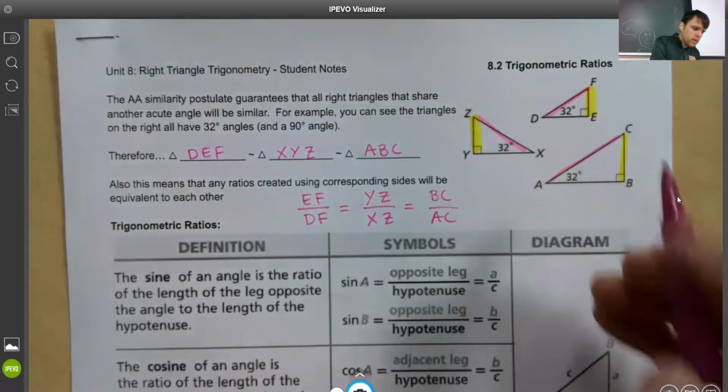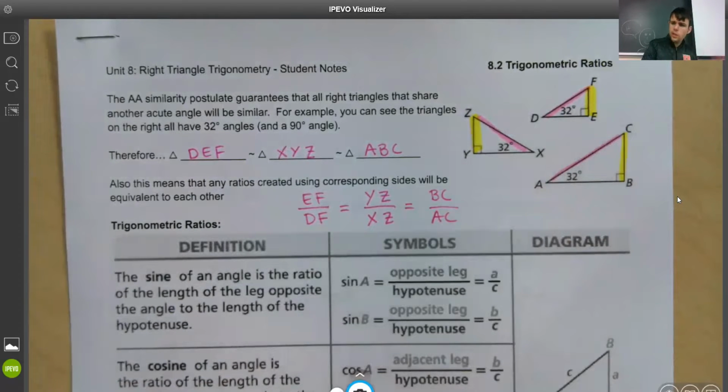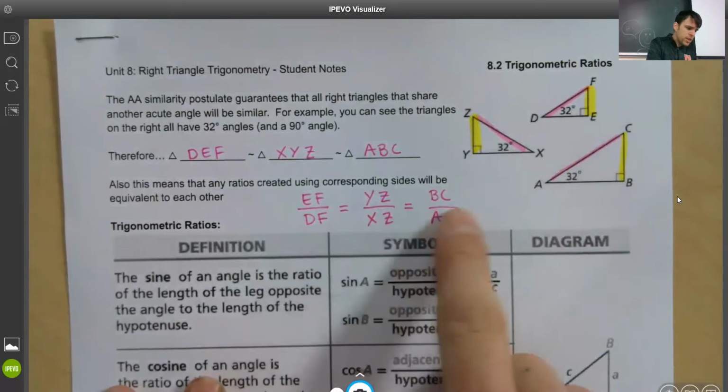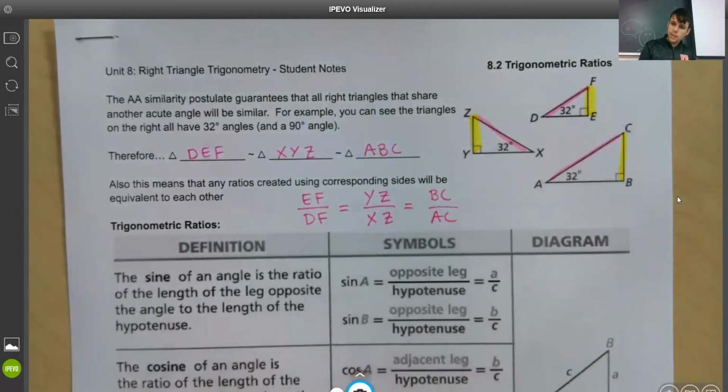And you can imagine we only use these two sides. We could create some other ratios in there as well. I'm not going to write out a bunch more ratios using these triangles, but this is the basic idea, that all the ratios will be equivalent as long as we use corresponding sides.